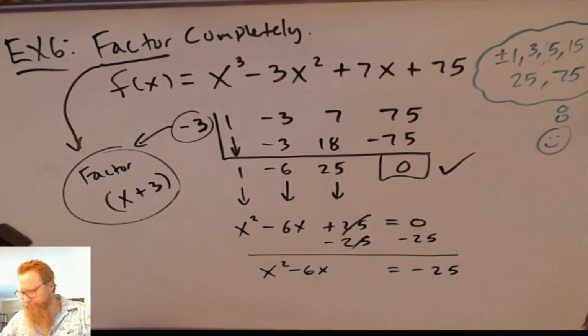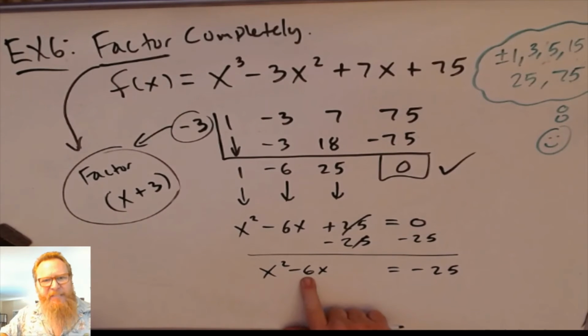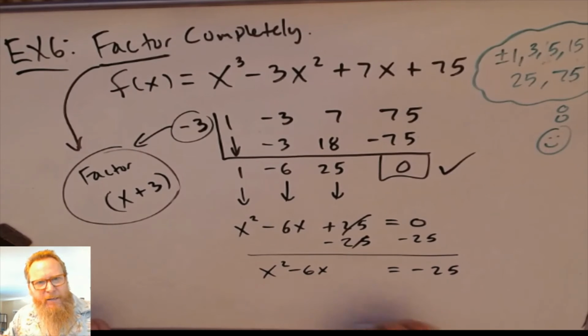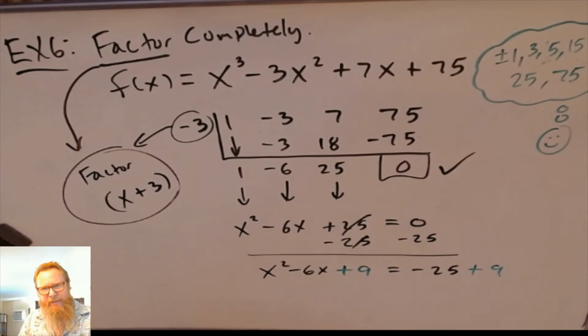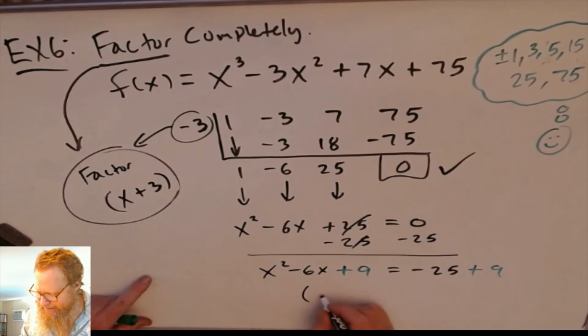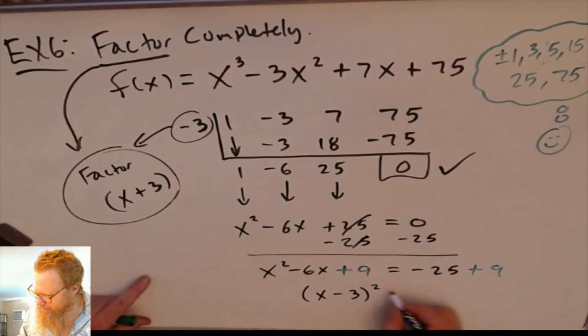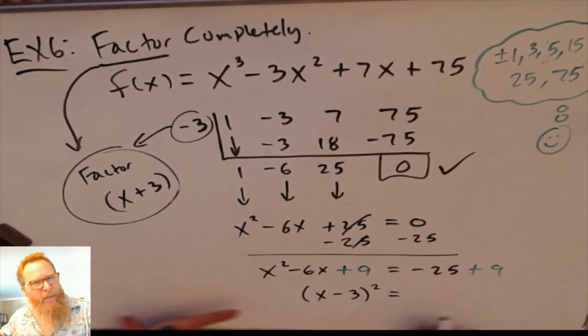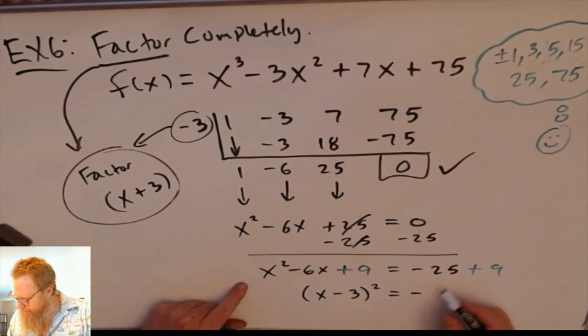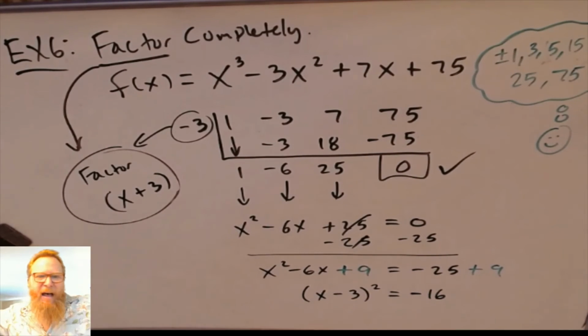All right. So half of 6 is 3. 3 squared is 9. So I'm going to add 9 to both sides. A good variety today, right? I know sometimes my lectures lack variety. It seems like I do the same problem over and over again, but each one of these is coming out different. That's negative 16. Negative 16 is going to be a perfect square.